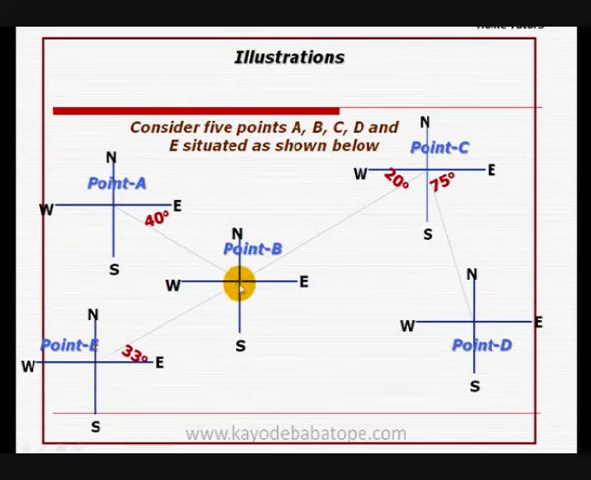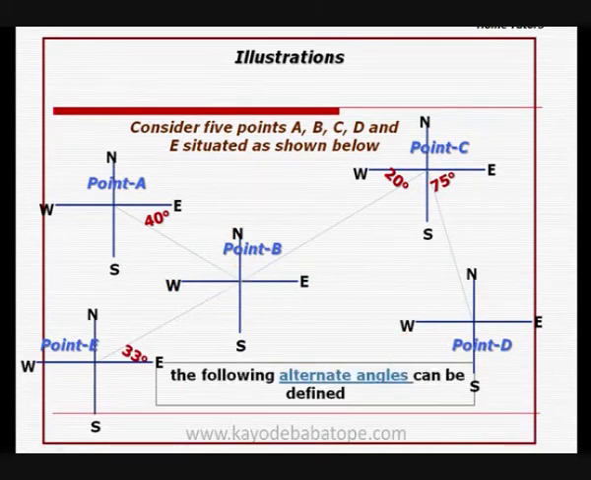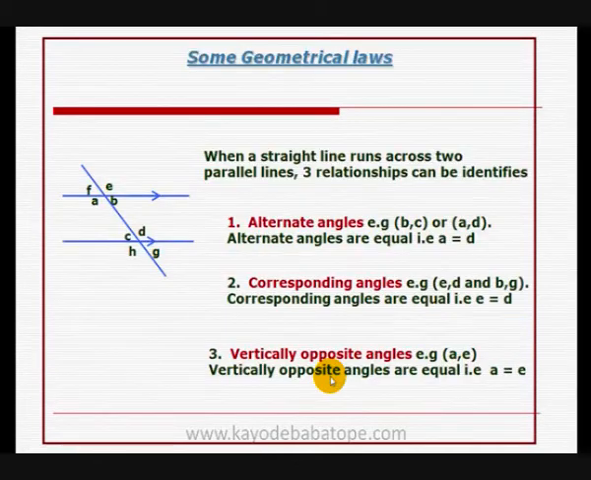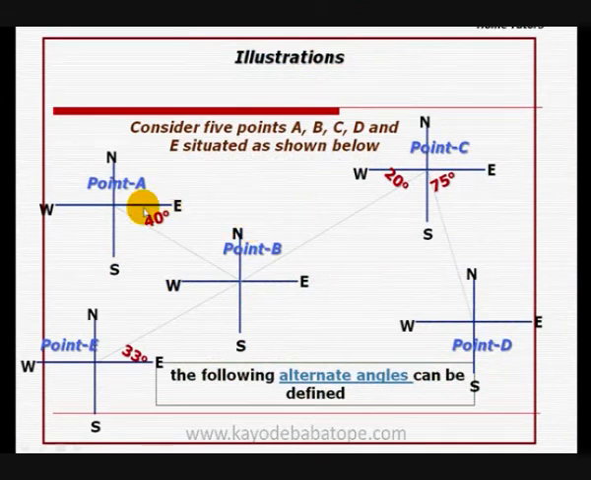Now, with these representations and bearings shown on the screen, the following alternate angles can be defined. I hope you still remember what we mean by alternate angles. Alternate angles are angles such as angle B and C. It is also called the Z angles. Angle A and D, Z angles.